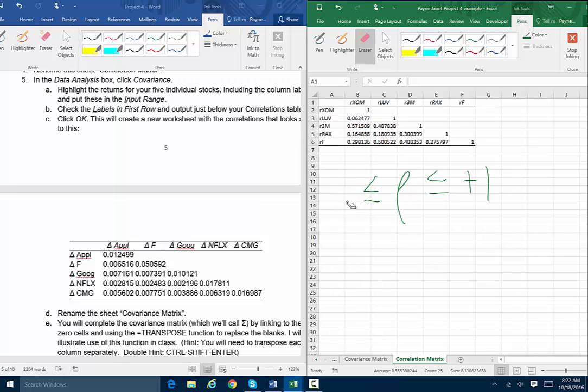Okay, so I'm going to erase all this stuff so it won't stay there.